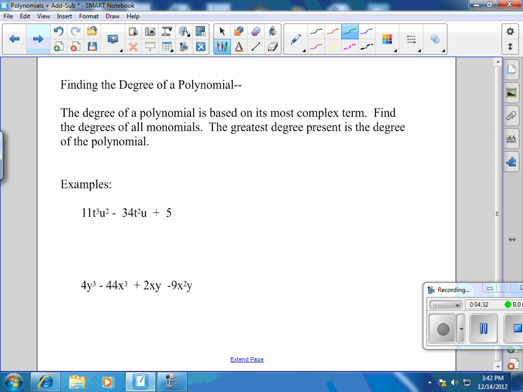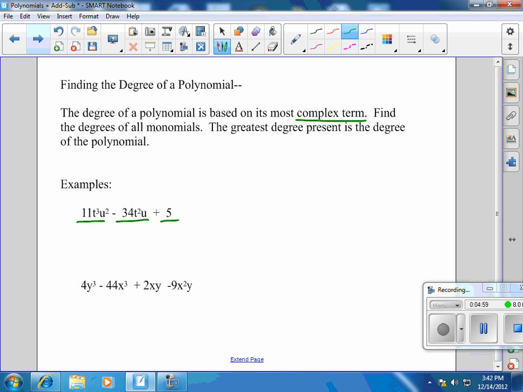So we know how to find the degree of a monomial, just one of them. But if we want the degree of a polynomial, the entire thing, the degree of a polynomial is based on its most complex term. Find the degrees of all of the monomials, and the greatest degree present is the degree of the whole thing. So here are 3 different terms, 11t cubed u squared, 34t squared u, and 5.